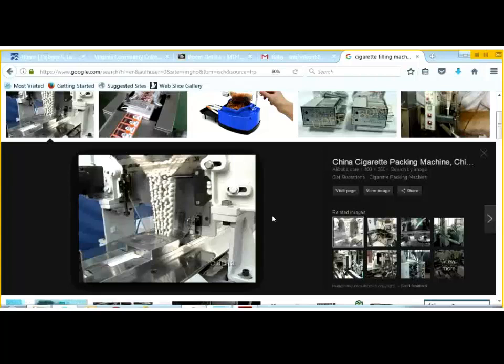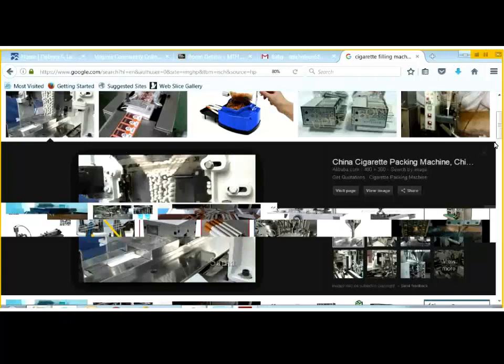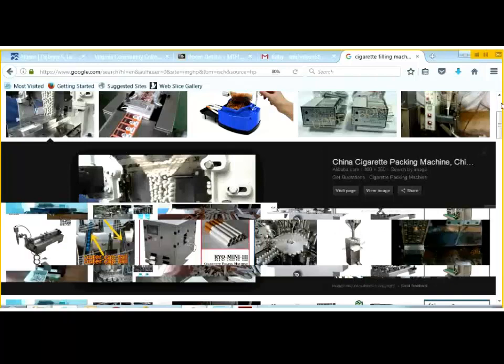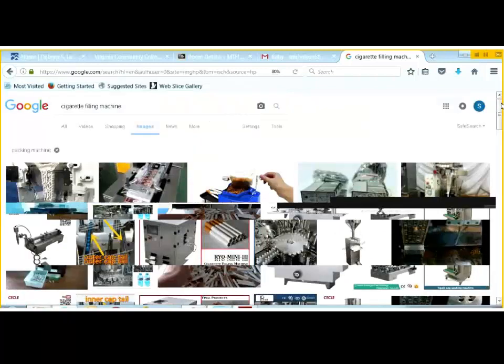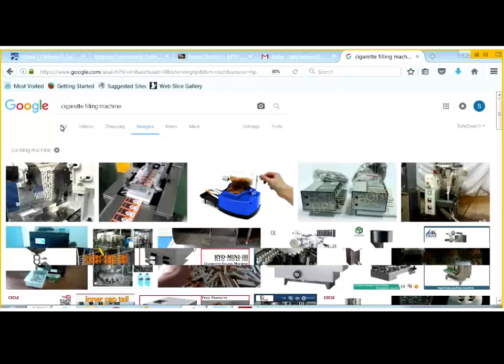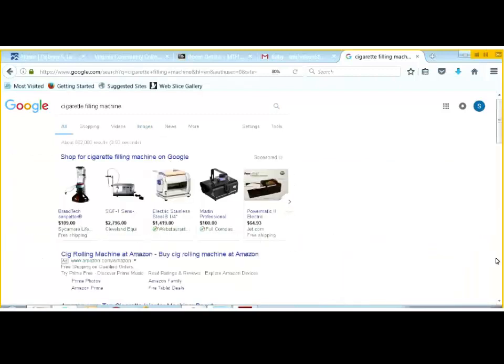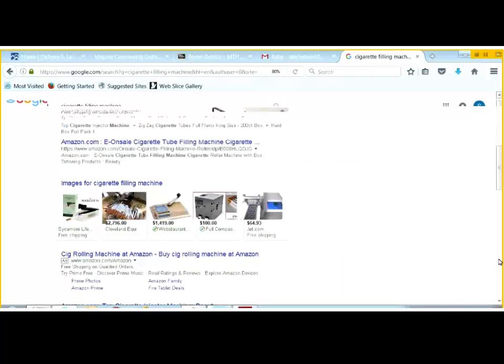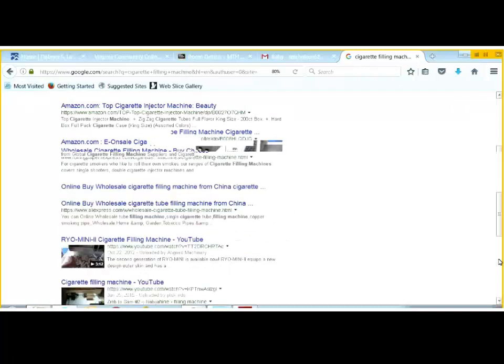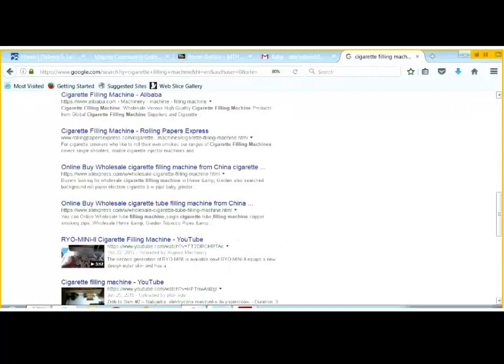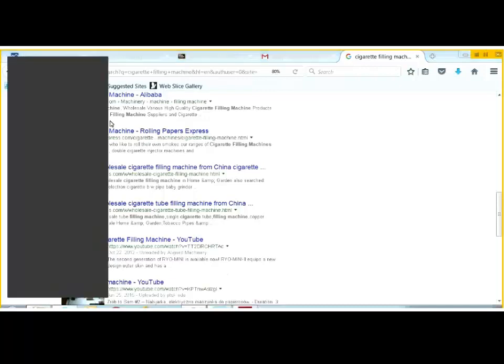Now, this is a China cigarette packing machine. Let's see if we can find the other cigarette packing stuff here. I wonder who makes these. Let's see who makes it. Like I said, they probably don't sell them on the open market because they're such a proprietary thing.